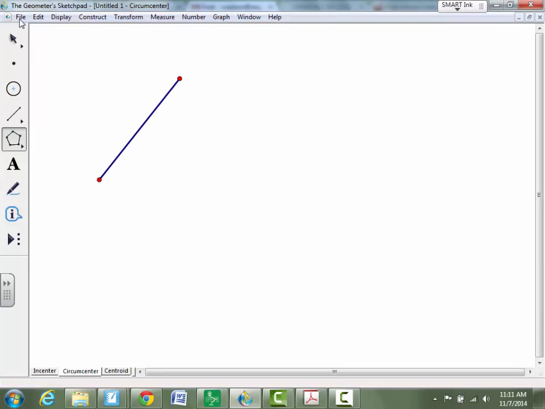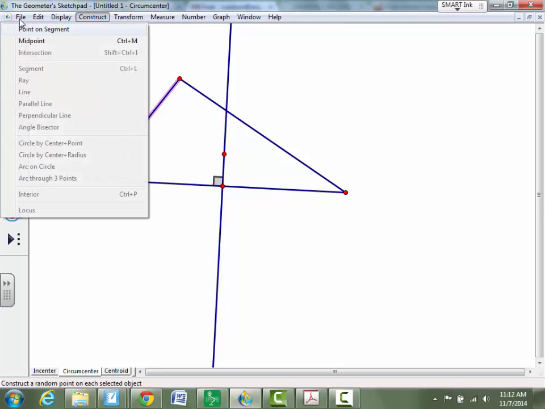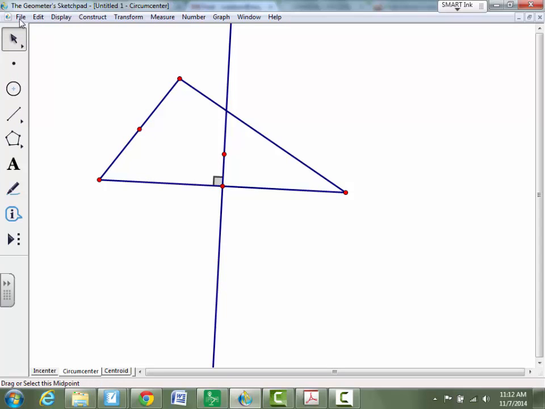How do you construct a circumcenter? This is the perpendicular bisector of the sides of the triangle. So you first have to start by constructing a midpoint, and after you have the midpoint, you tell it to construct a perpendicular line perpendicular to the side through this point. All right, so we have one perpendicular line. We'll do it on another one here. So construct midpoint, and then a perpendicular line through this point perpendicular to the side.